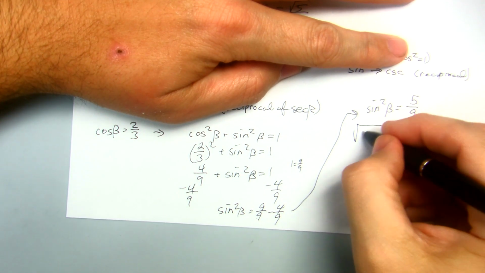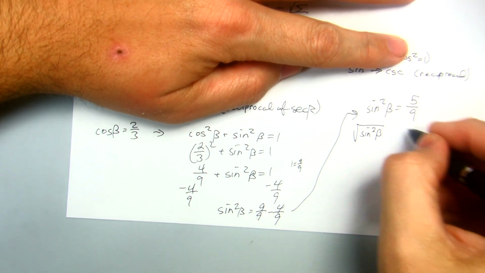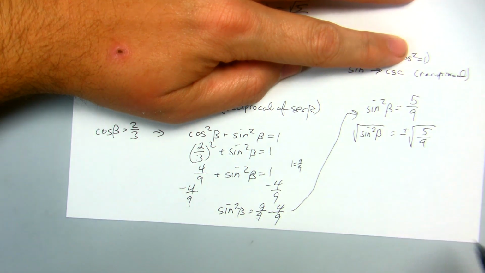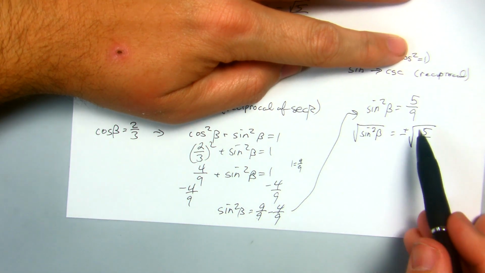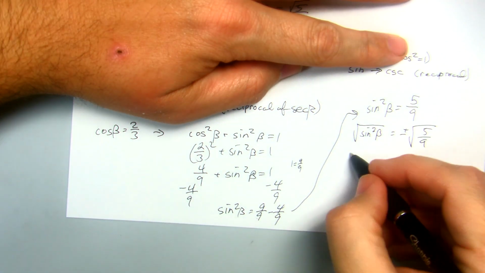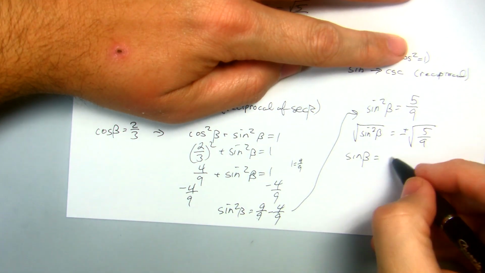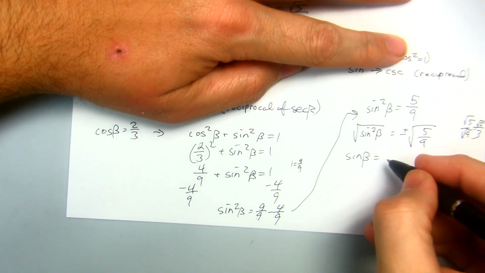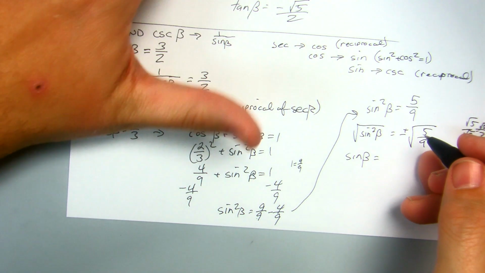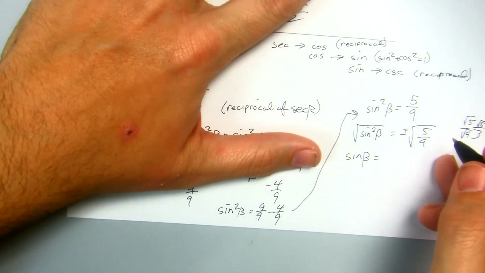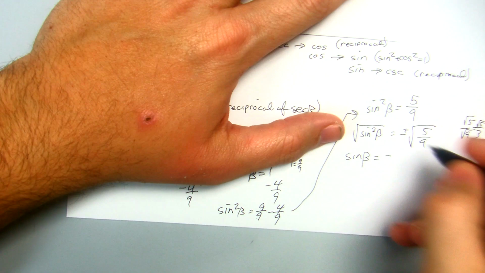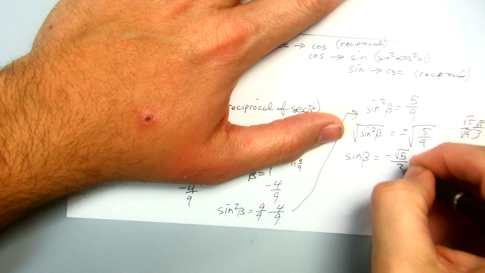You take the square root of sine squared beta, and that's going to be equal to positive or negative square root of 5 over 9. So sine beta is, in this case, the square root of 5 over the square root of 9, which is square root of 5 over 3. And I know that sine has to be negative, because at the beginning we were doing all that negative talk. So it's negative square root of 5 over 3.